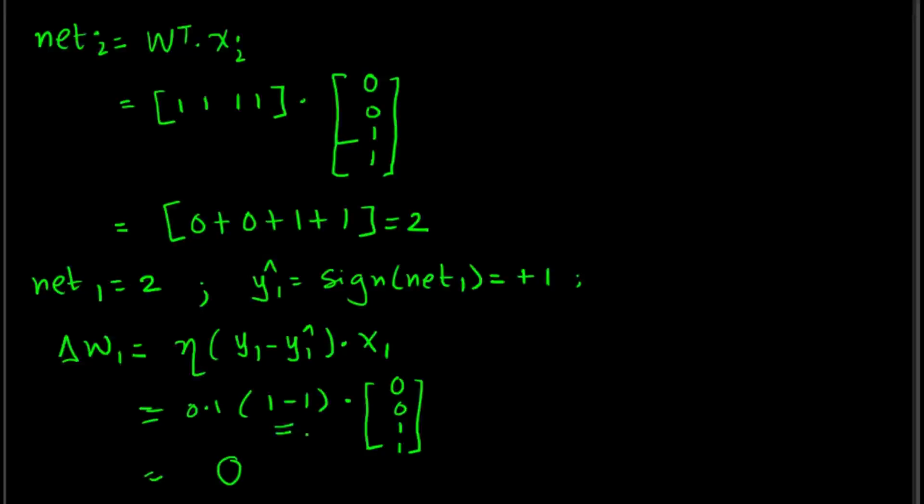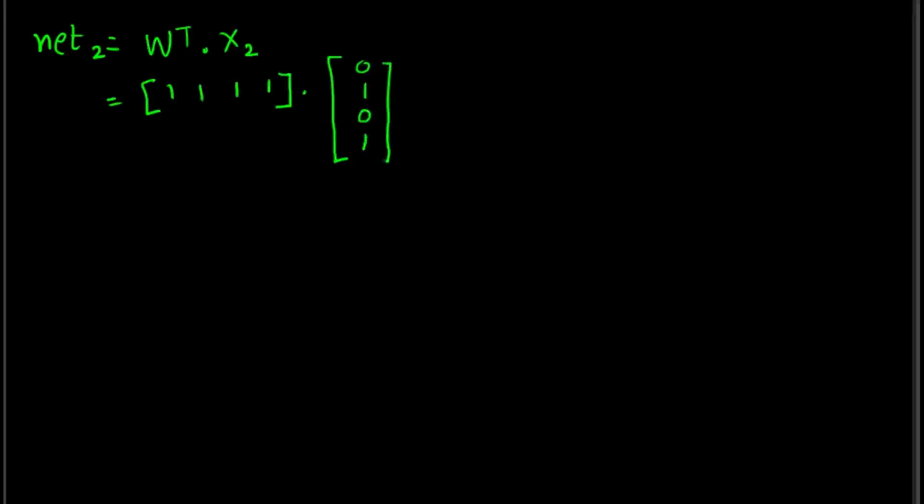Now let us calculate it for x2. So net 2 is equal to w transpose into x2, which is 1, 1, 1, 1 into 0, 1, 0, 1, and that is 1 into 0, 1 into 1, 1 into 0, and 1 into 1. So 0 plus 1 plus 0 plus 1 is equal to 2, and since it is greater than 0, the sign of net 2 is obviously positive, so y2 cap is equal to the sign of net 2, that is nothing but plus 1.